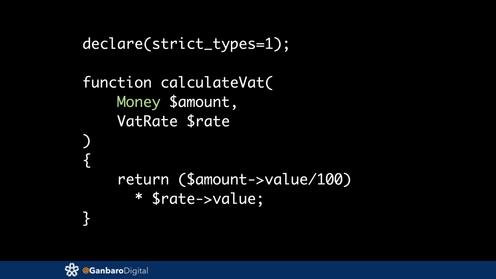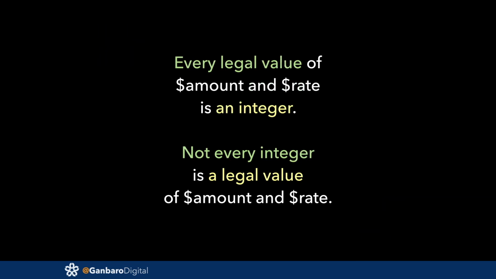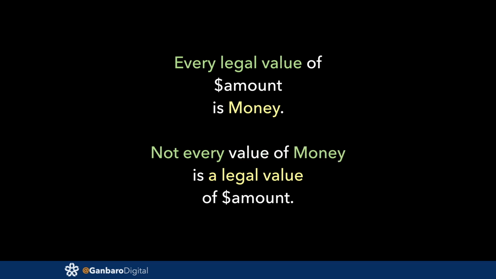But here's the question. What about the data constraints? Is money identical to our amount to tax for a shopping cart? Are the data constraints the same? Well, we go back to this point that we made in part 1 and we've already returned to once in part 2. We're going back to it again. And instead of integers, we can replace those with money.